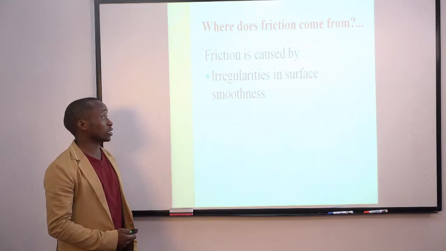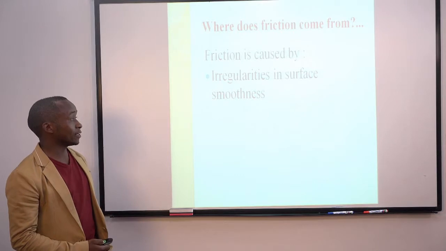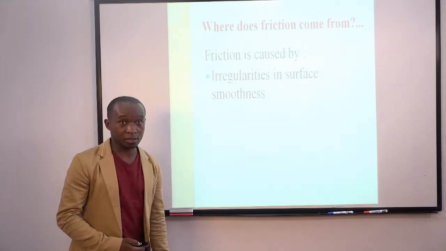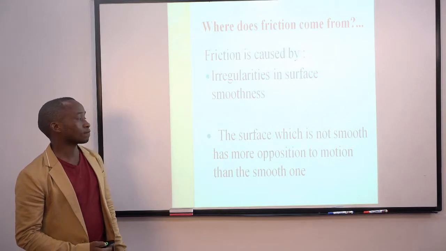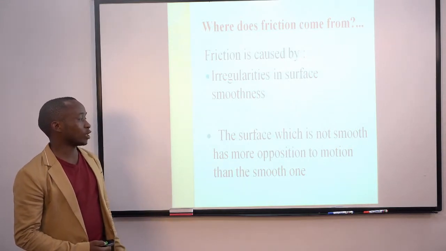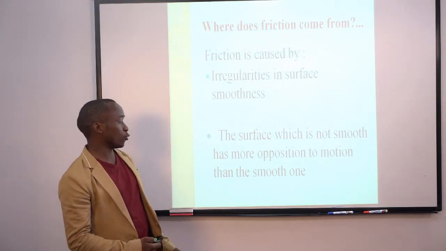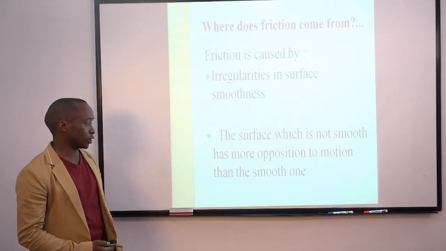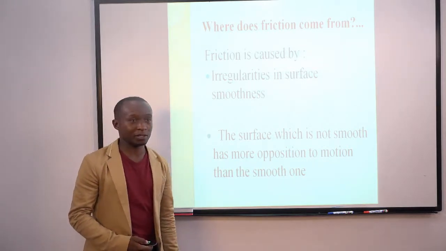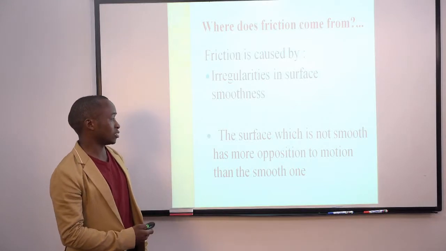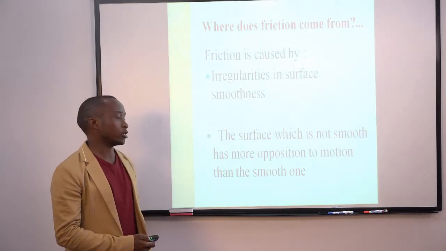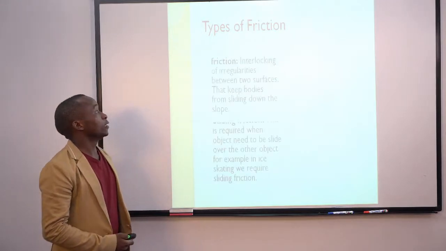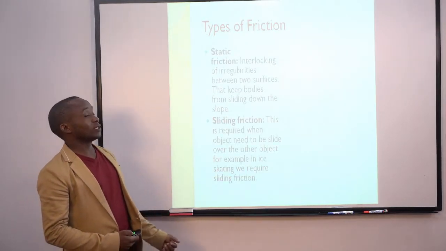The first one, we are speaking of irregularities in the surface smoothness may cause friction. In explanation, we are saying that a surface which is not smooth has more opposition to motion than a smooth one. That means on a surface which is not smooth, there is more friction than on a smooth surface. Now, we have to look at the types of friction.